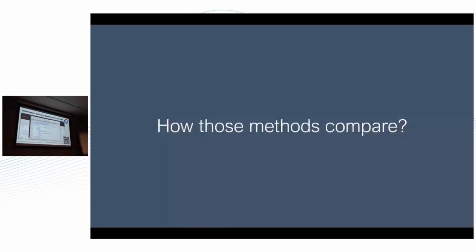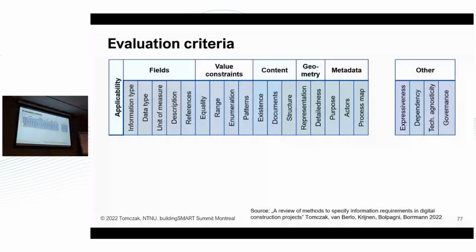And then, not much time left for the questions, sorry, but as Leon mentioned, we did a comparison of those methods for a conference paper in Australia this year, where we took into consideration multiple aspects that are helpful for requiring information, such as constraints on values. So as I mentioned, enumeration, range, patterns, some metadata that is important, such as the process maps, or other aspects such as how expressive we can be in our formulation of requirements, what's the technological dependency or agnosticity, and so on.